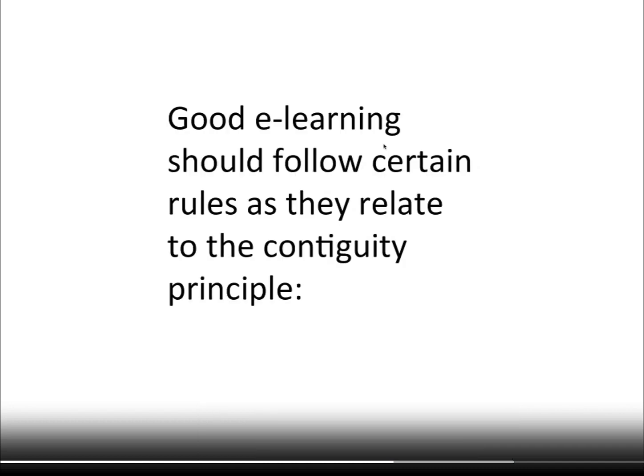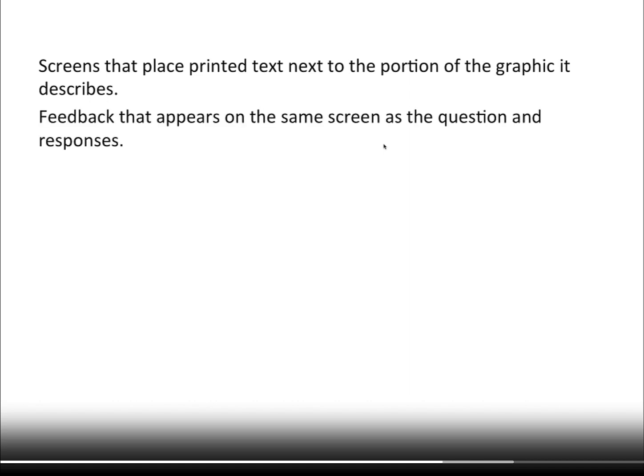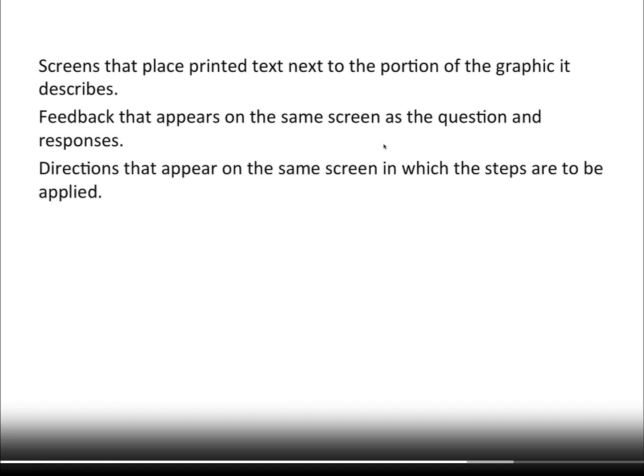Good e-learning should follow the following rules as they relate to the contiguity principle. Screens that place printed text next to the portion of the graphic it describes. This is using the contiguity principle properly. We've just seen a lot of examples of that. If you have feedback, it should appear on the same screen as the question and responses, so the feedback should be in close proximity to these. The same thing with the directions. They should appear on the same screen in which the steps are to be applied.